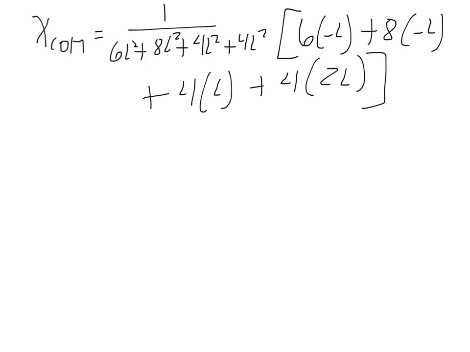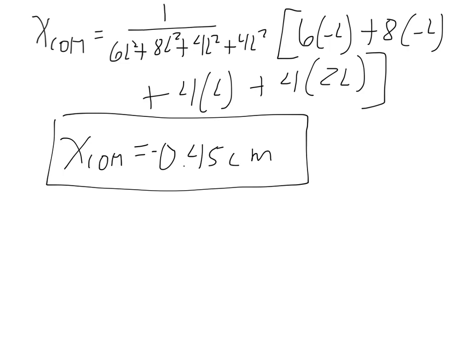You'll notice that you'll have 1 L cancel in the denominator of your problem, so you need to do the sum of 6, minus 8, 4, and 8, and then divide by the total mass, all multiplied by L. And with a little bit of math, you should get that the x component of the center of mass is equal to negative 0.45 centimeters.